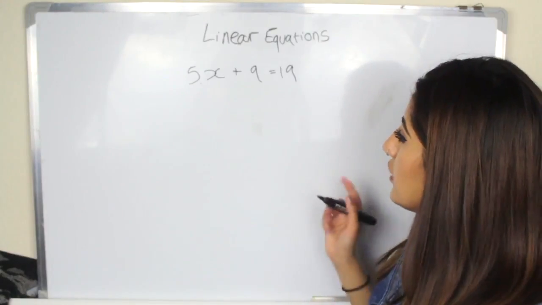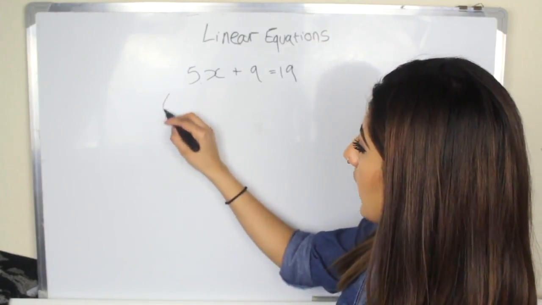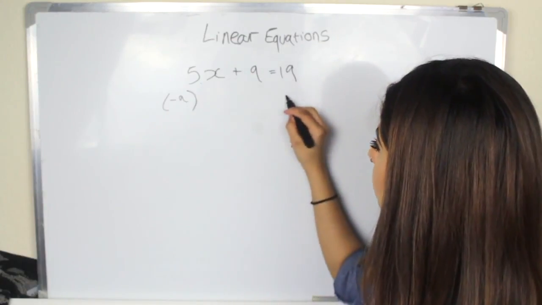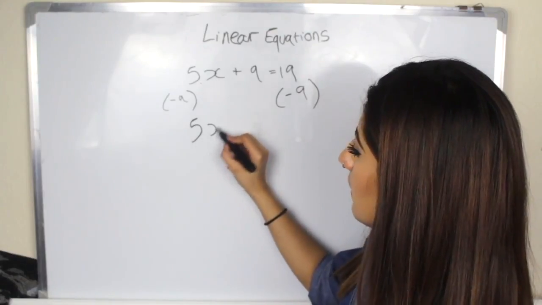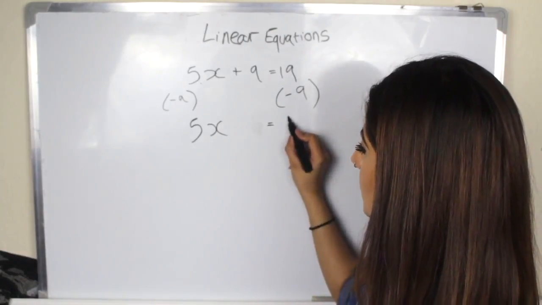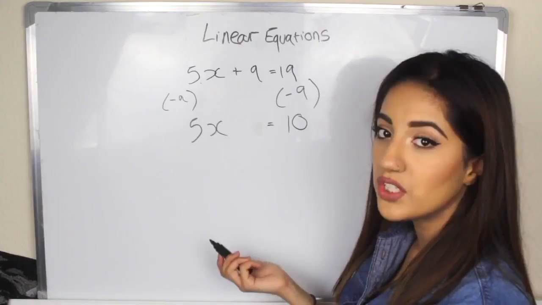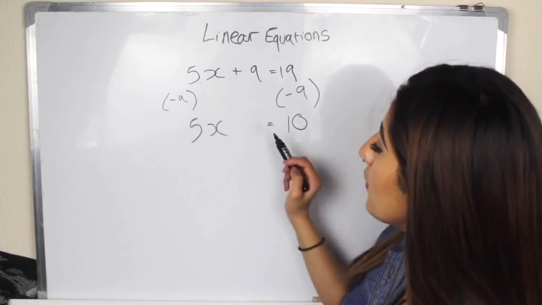How do we solve this equation? Step 1, we need to take 9 from both sides. This would leave us with 5x equals 10. This is the method that's usually taught, but I have my own way of doing this.